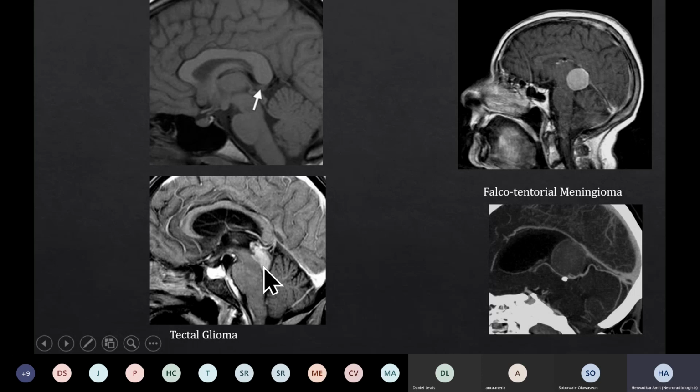into the aqueduct. While in this other patient over here, you can see the internal cerebral vein is actually displaced inferiorly as opposed to this patient over here. And this patient actually has a very well defined tumor which is outside the tectal plate but compressing it. And this is a tectal plate meningioma or a falcotentorial meningioma, which is at the edge of the falx, at that level of the tentorial hiatus.